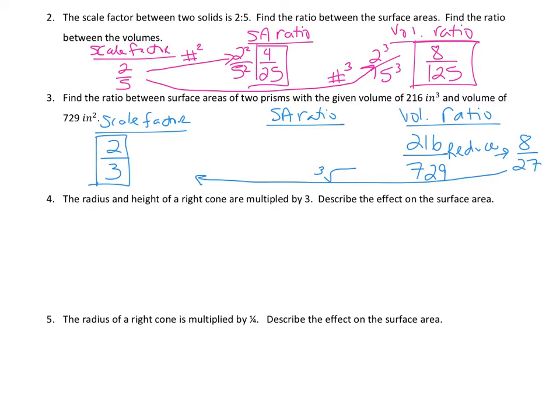Now when we want to go forward from the scale factor to our surface area ratio, we need to square each of our numbers. So 2 squared and 3 squared gives us a 4 and a 9. So our surface area ratio then will be 4 over 9.